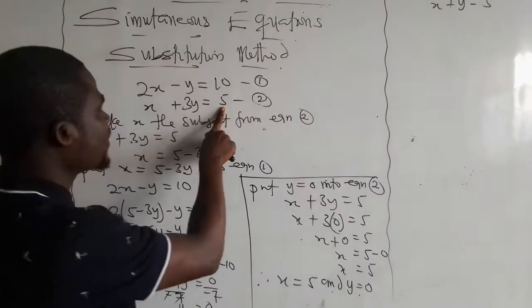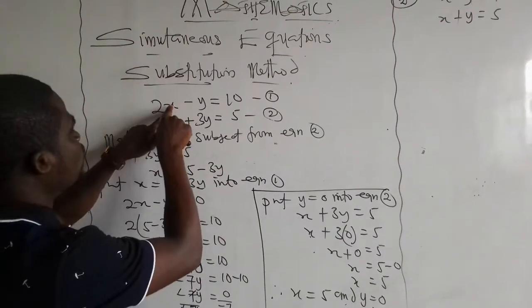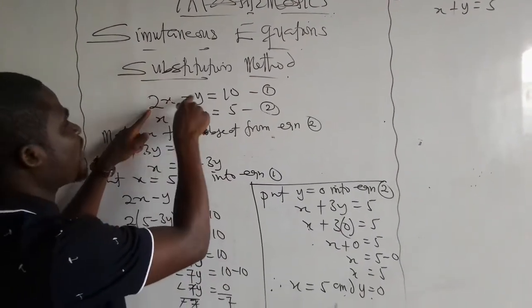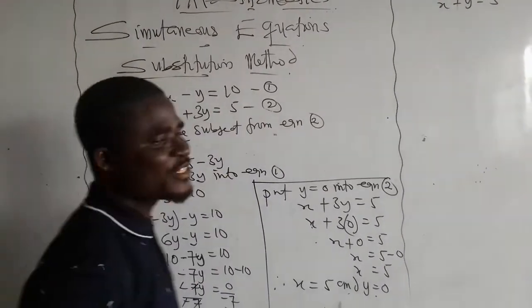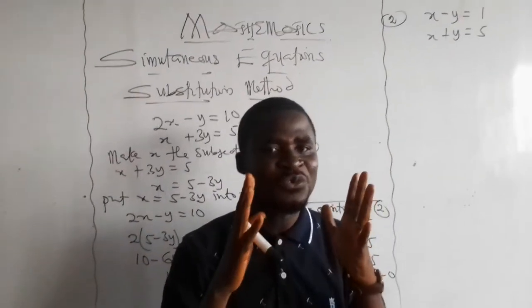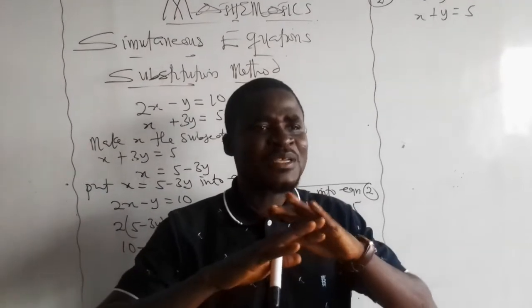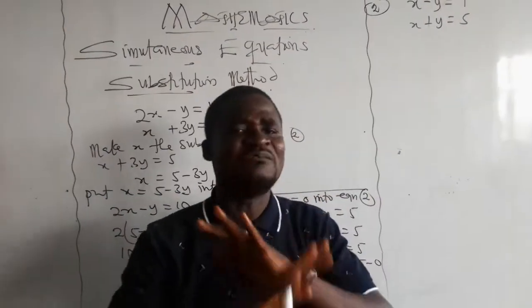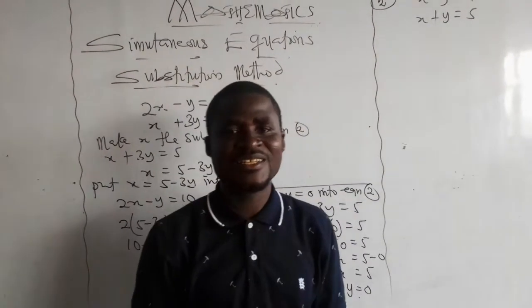Let's prove the second one. x is 5, so 2 times 5 is 10. 10 minus 0, because y is 0, is 10. It means that you are correct. So when you are wrong, you will know, and when you are correct, you will know. The substitution method is very easy. Likewise, simultaneous equations, they are very, very easy.